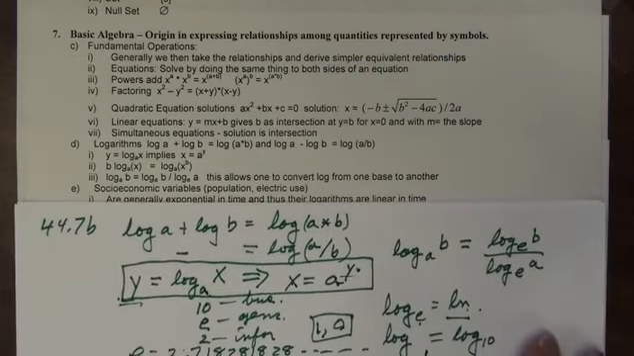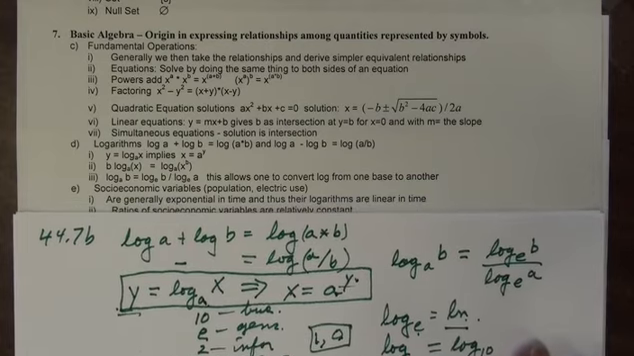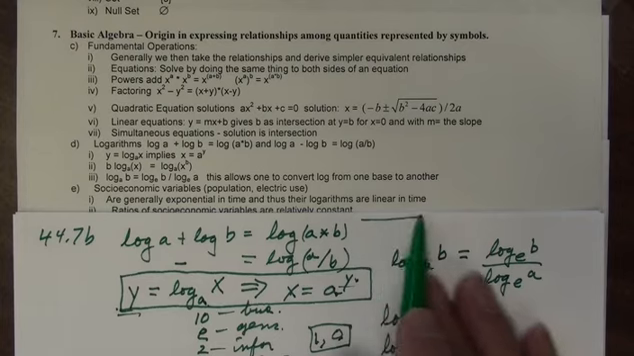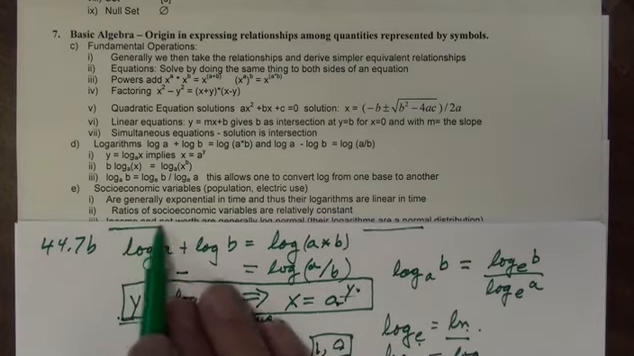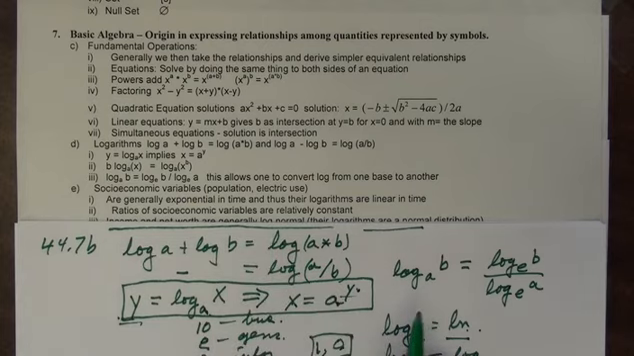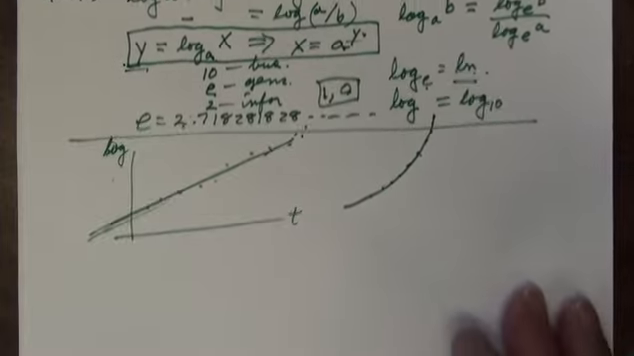Now, in addition to that, population, electric use, and so forth are exponential in time, and therefore their logs are linear in time. But, on the other hand, the second piece of knowledge you need is that the ratio of variables is usually relatively constant. Let me give you an example of that.